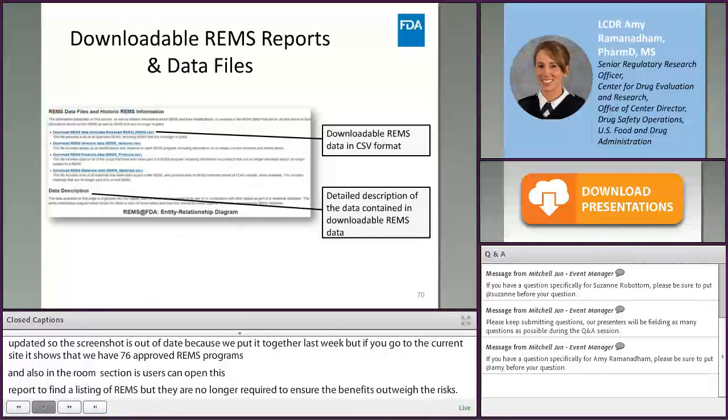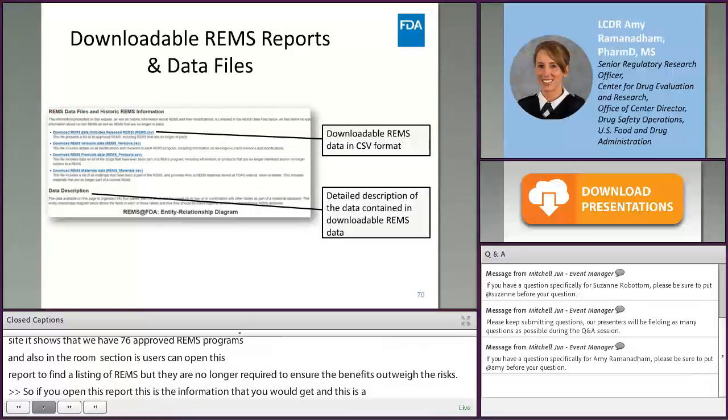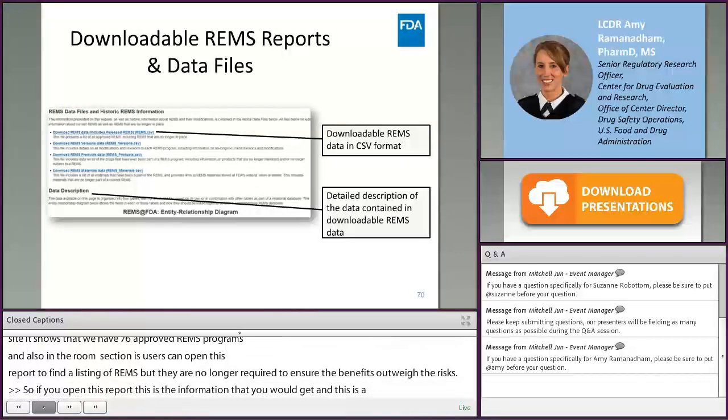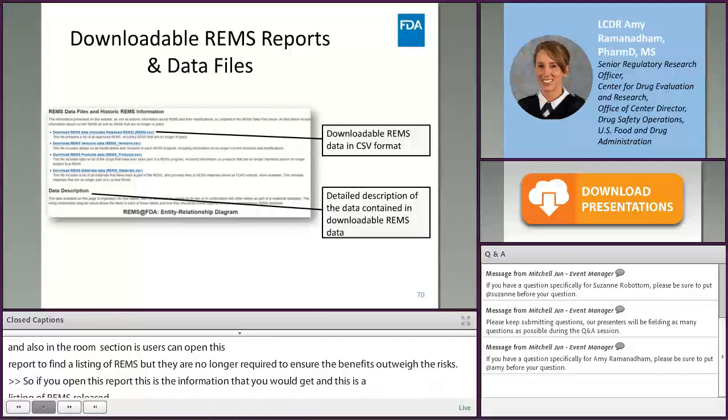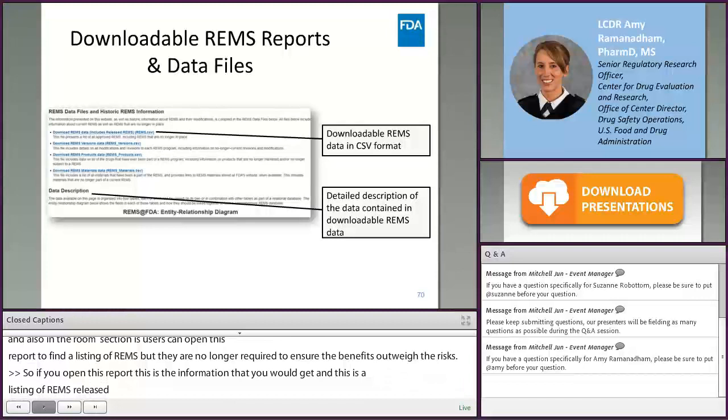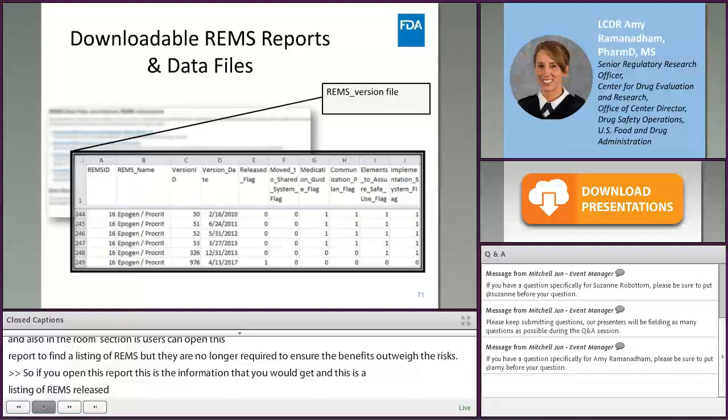The second part of this section is for the REMS data files, where you can download and extract information. We make available 4 CSV files which users can download, and the data contained in these files is described in the ERD and the data dictionary below. So giving you a very quick example of the kind of information, I'm going to show you what it would look like if you open the REMS version tables. It would open something like this.